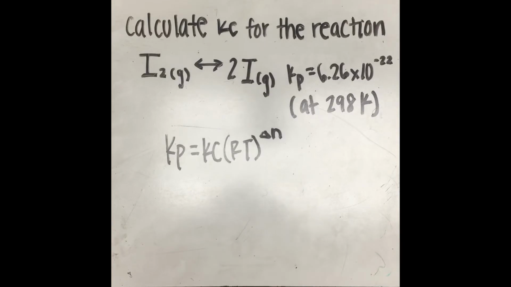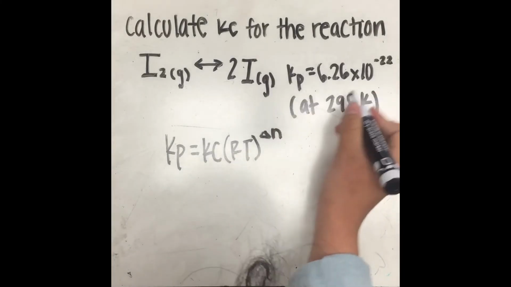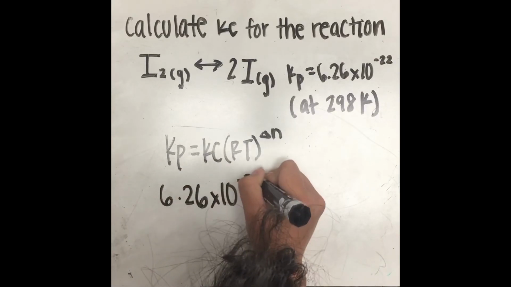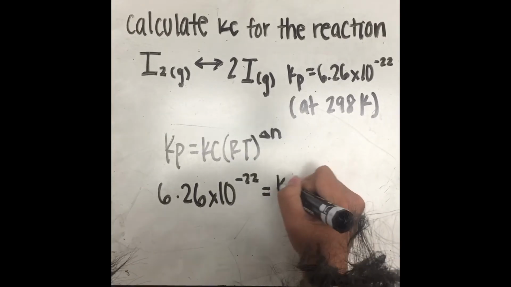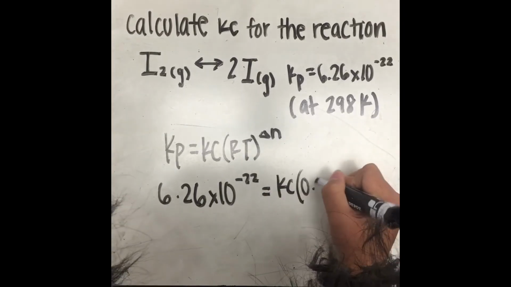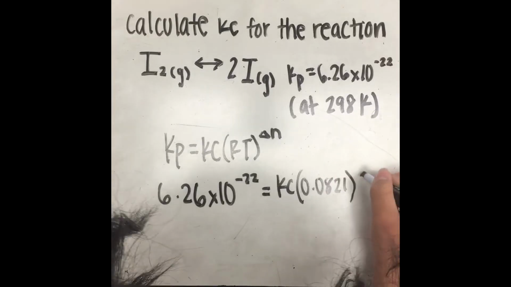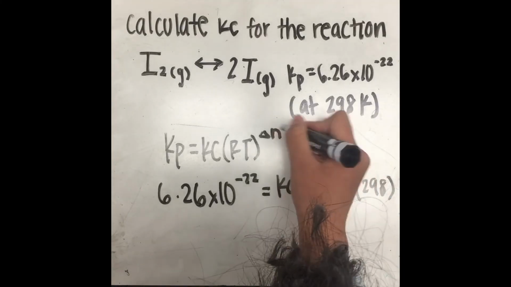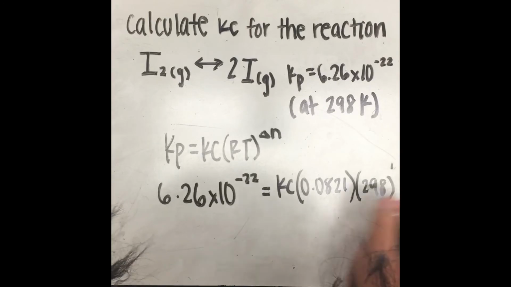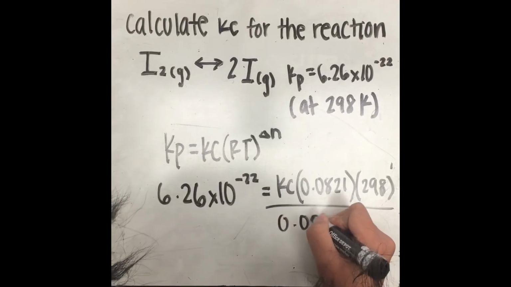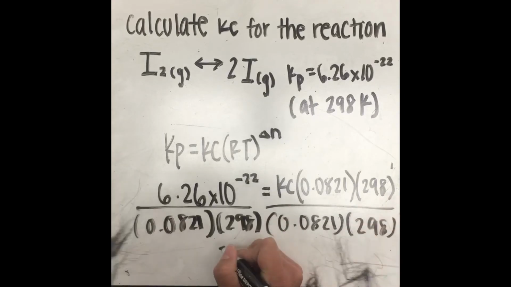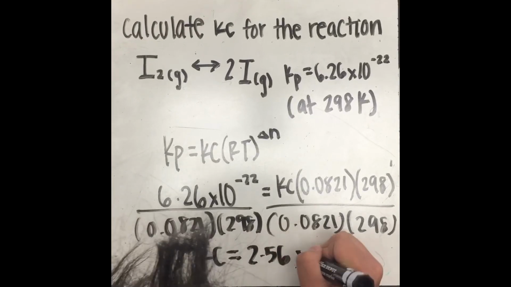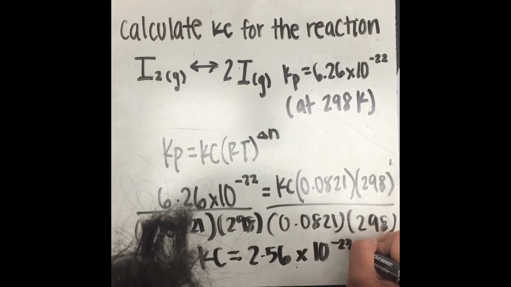So in this example, we're going to be converting KP to KC. So you want to begin by taking your KP and plugging it into your equation. And then you want to plug in what you already know. So this constant and the temperature given up here, as well as the moles of products minus the moles of reactants. So that's 1. Divide on both sides. And once you solve in a calculator, you can conclude that KC equals 2.56 times 10 to the negative 23 molar.